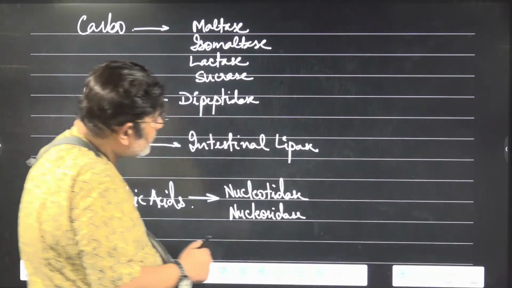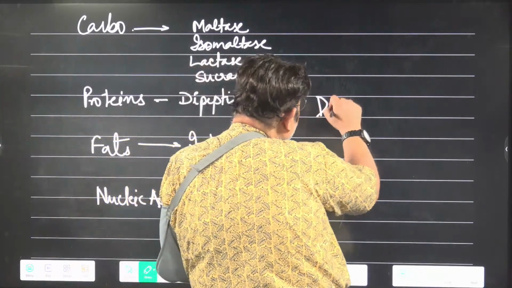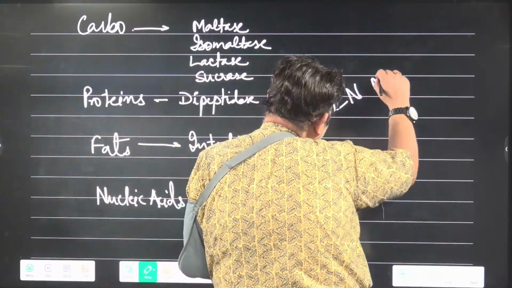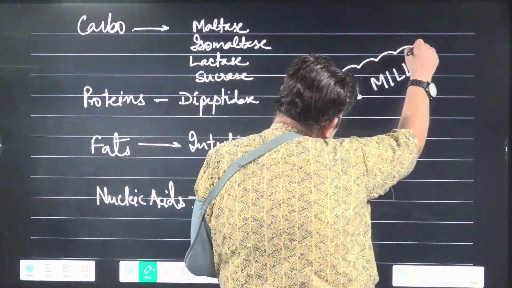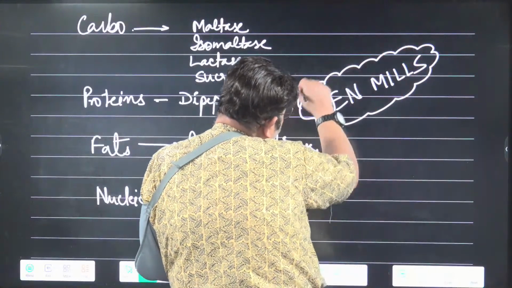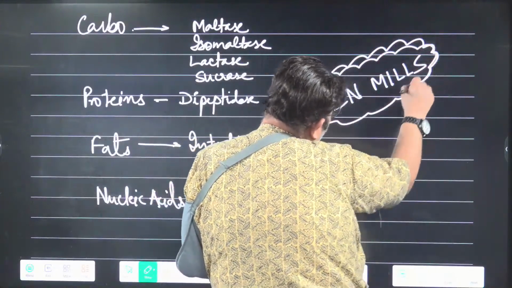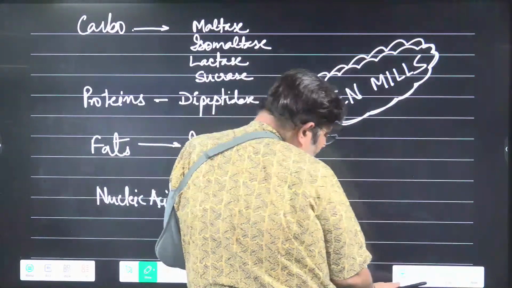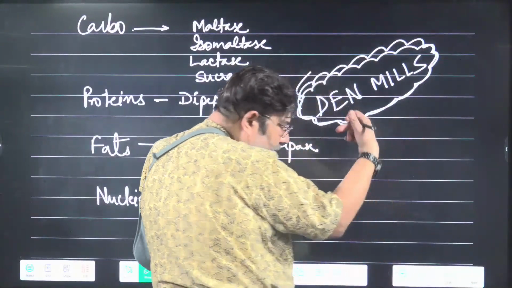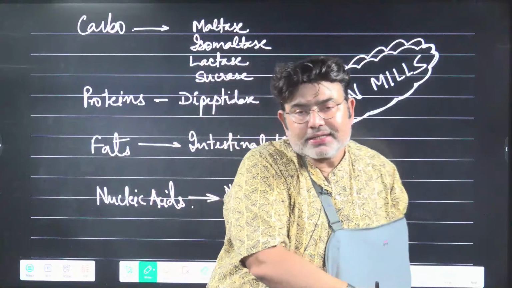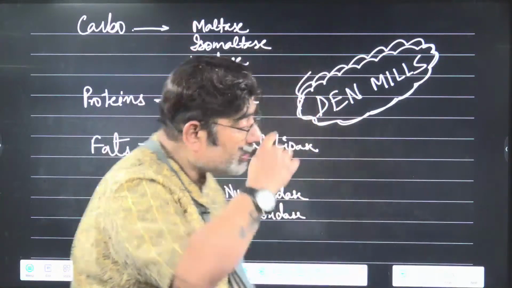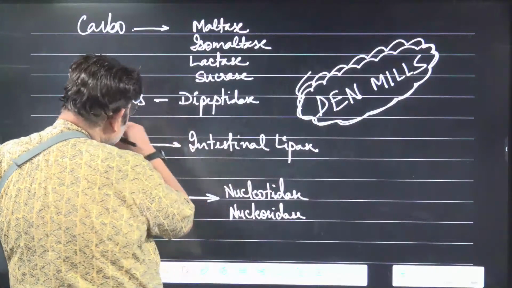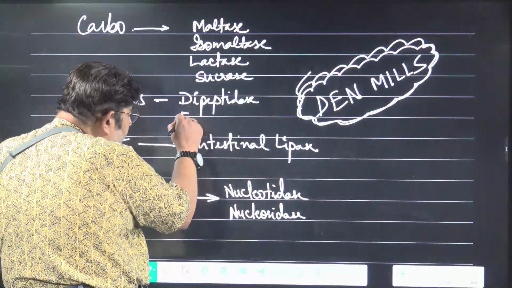These can be remembered by a trick called Dan Mills. Are you ready? Come on. Without seeing the board, if you can, answer. D stands for dipeptidase. E stands for enterokinase.